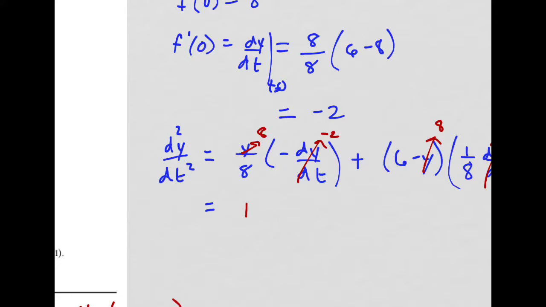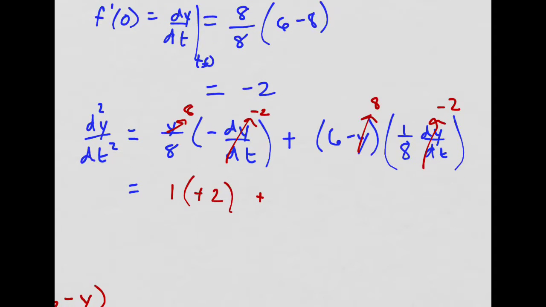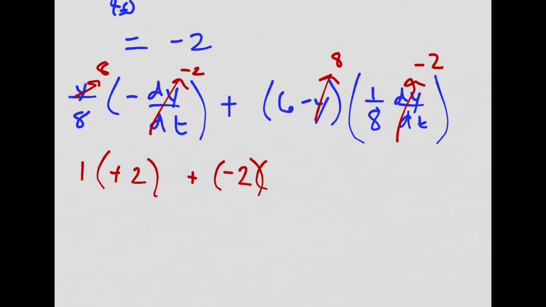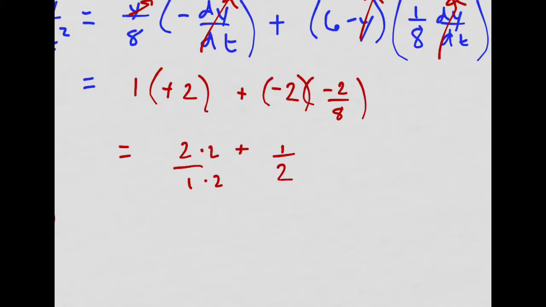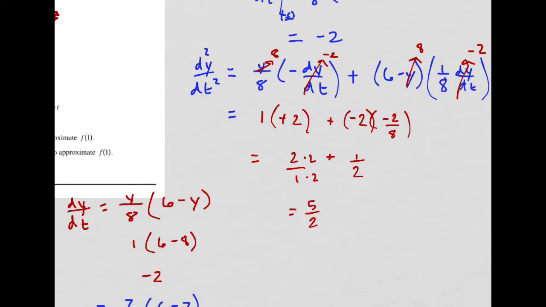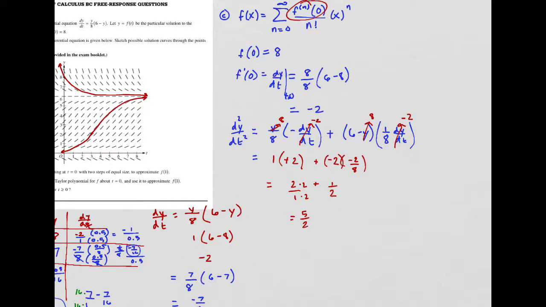So I got 1 times positive 2 plus negative 2, right, for that part, times negative 2 over 8. Okay, so that's just plus 4 over 8. That's just 1/2. And what is this? Over 1 times 2 times 2. That's 5 over 2. I don't know why I did 2 equal signs. 5 over 2. So what the heck am I doing that for? Well, I needed those. And now I could just put in the rest.